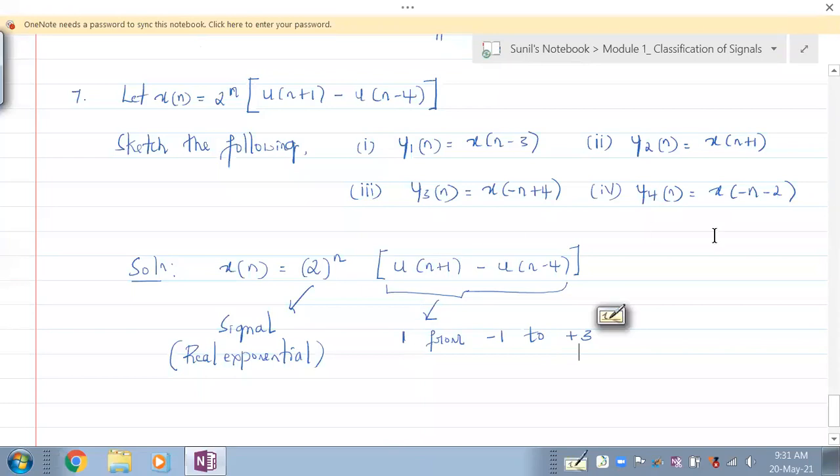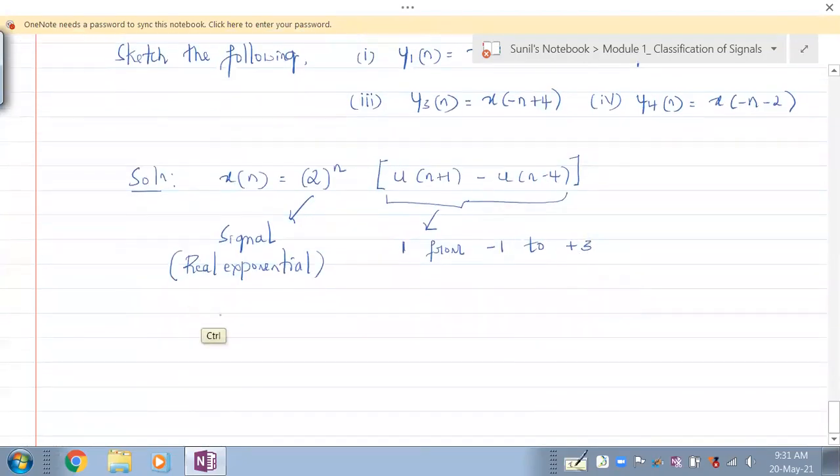Since we have a signal which is 1 from minus 1 to plus 3, we can say that x of n is 2 power n for n ranging from minus 1 to plus 3. Therefore, x of n is equal to 2 power n for n equal to minus 1 to 3, and 0 otherwise. This is something that one needs to understand from the given signal.